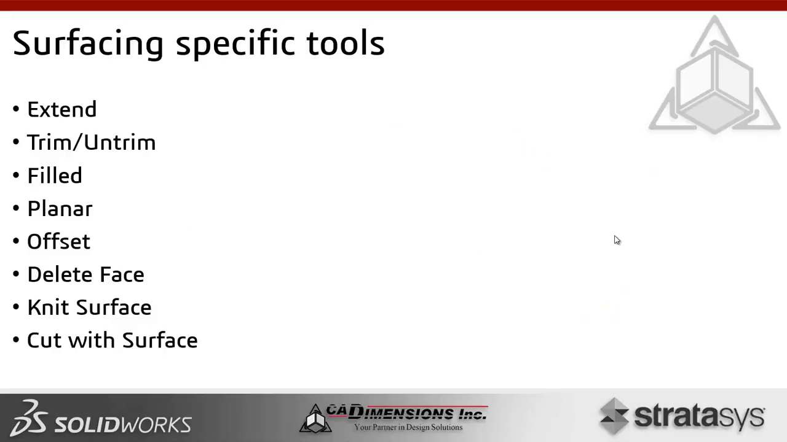So we're going to be going through and talking about the different surfacing tools that we're going to be using today. So going through the list, so extending your surfaces, so going through and just obviously extending them, make them a little bit larger. Trim and untrim. I'm not going to show the untrim tool, but we'll talk about trim as we go through. We'll talk about using the filled surface command. We'll talk about using the planar surface.